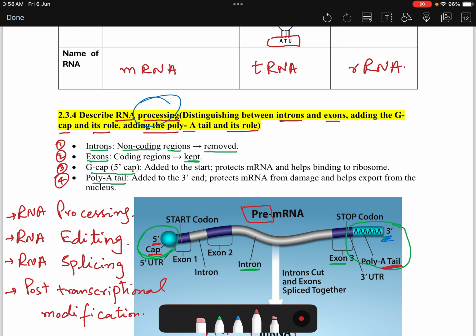I will repeat them. Number 1, introns removed. Number 2, exons kept. Number 3, G cap is added on the 5 prime, while A tail is added on the 3 prime.